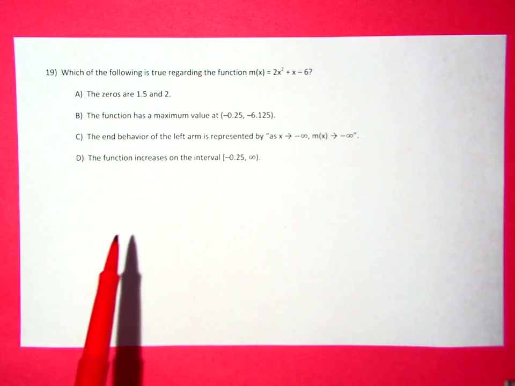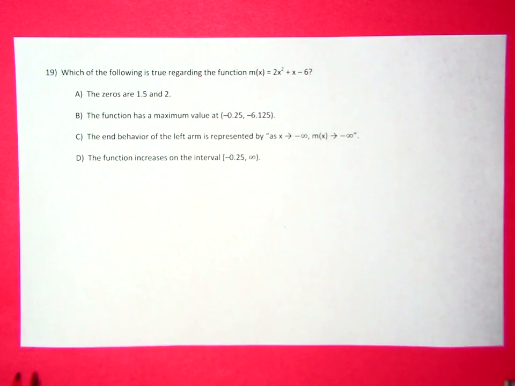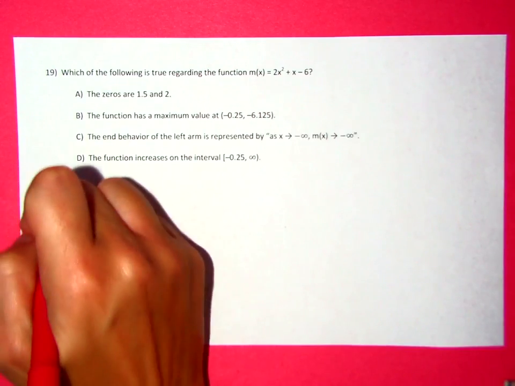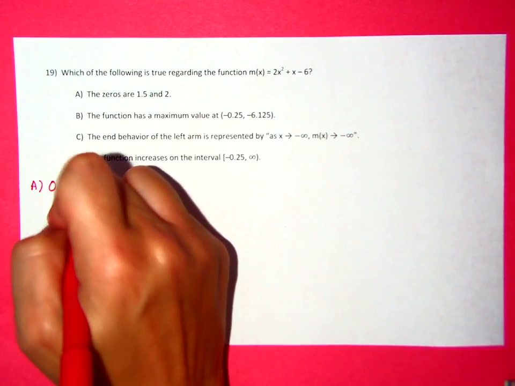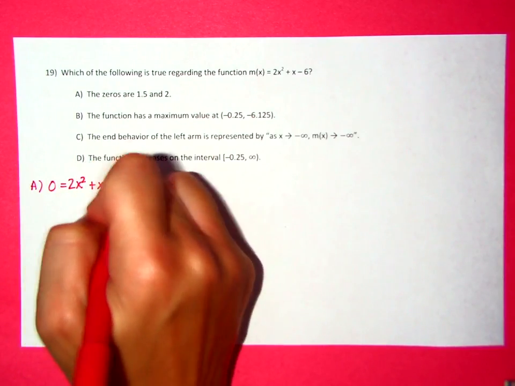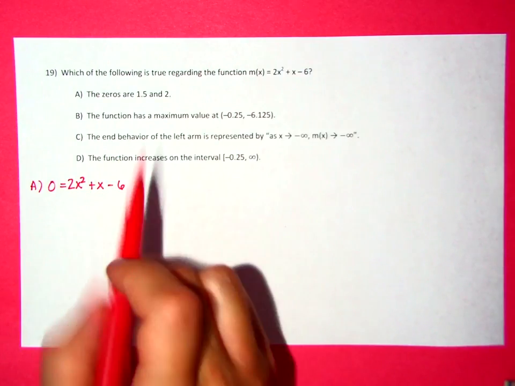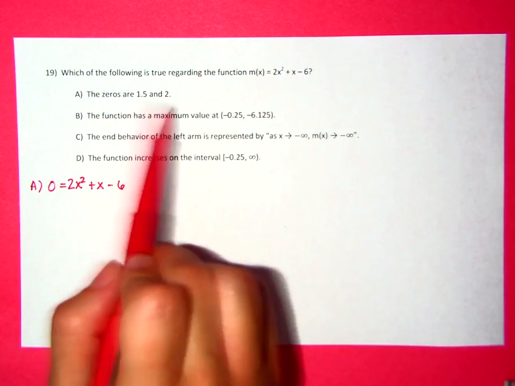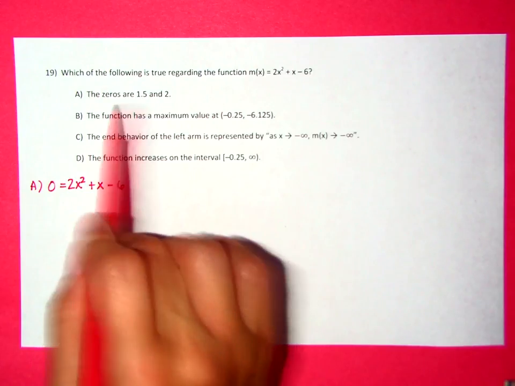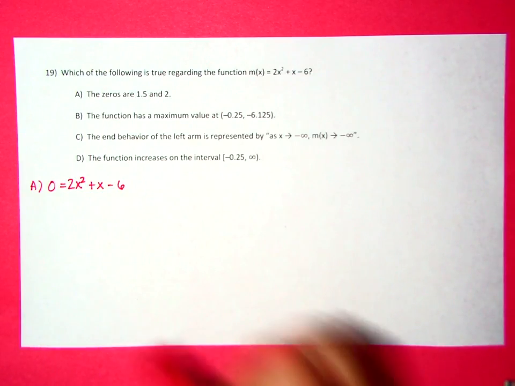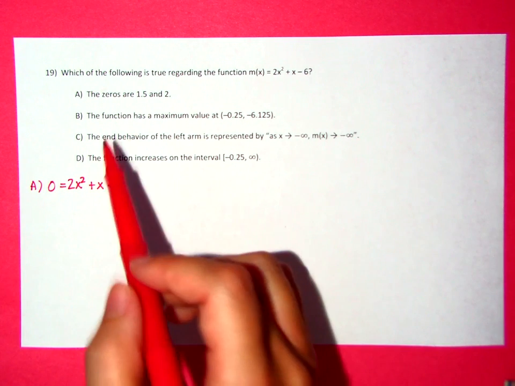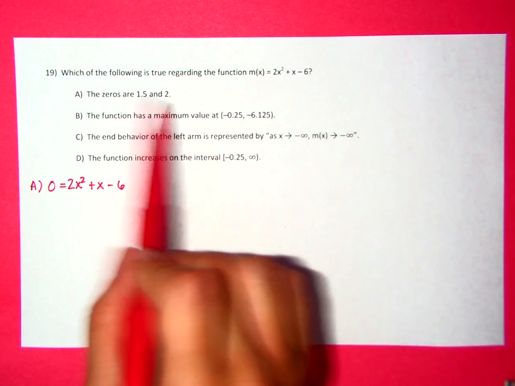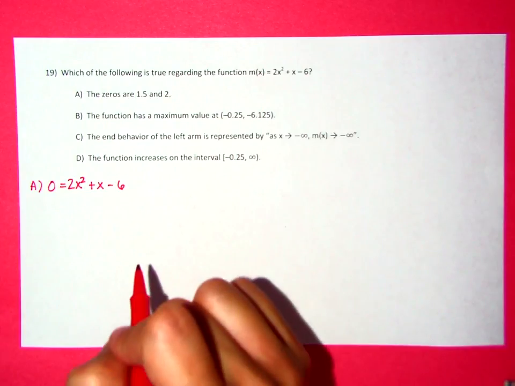Well, to get zeros, that basically means, what are the x values when y is 0? So for answer choice A, if we plug a 0 in for the y, or in this case m of x, we'd have 0 equals 2x squared plus x minus 6. If these are truly zeros, then we should be able to factor this and get those two answers. So that's how I'm going to solve this, by factoring. Another way you could solve this is the quadratic formula, and you could also graph it and see if the parabola crosses the x-axis at both of those two values. So let's go ahead and take this.